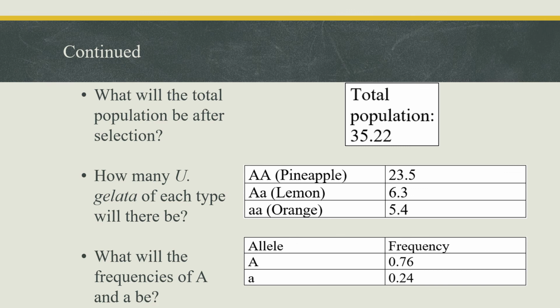By multiplying the total population by the average fitness, we can get the expected number of individuals after selection, which is 35.22. As you can see, the number of lemon bears drops off a cliff, while the number of expected pineapple drops only slightly and the orange bear stays steady.